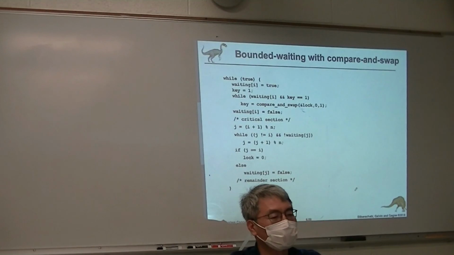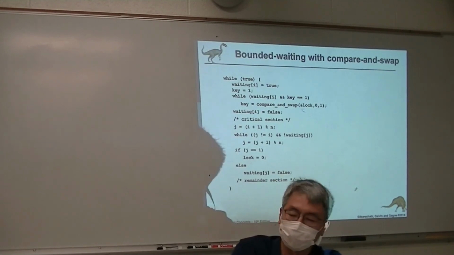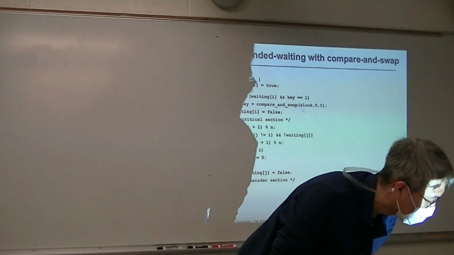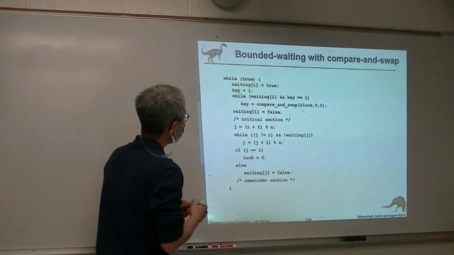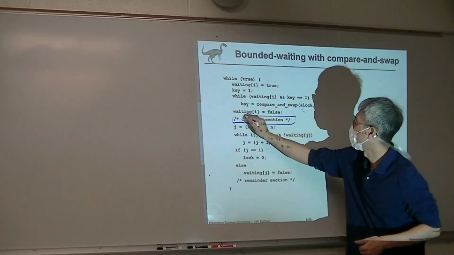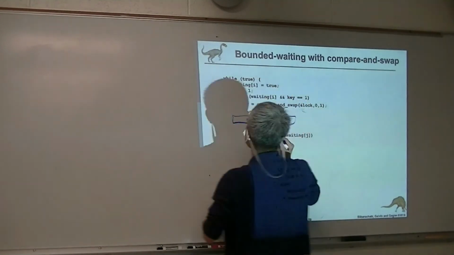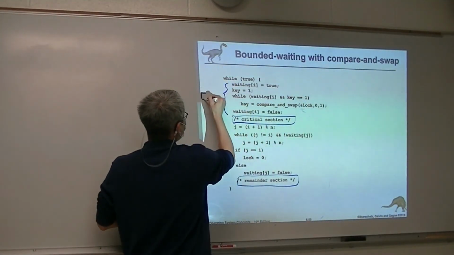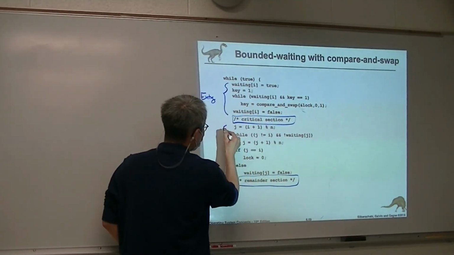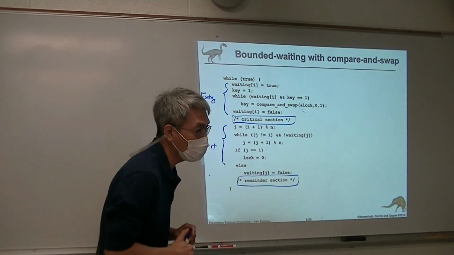So this is finally the solution using compare and swap. Let me change it to this. So let's see, this part is a critical section. And this part is the remainder section, user code. This is the entry section, which the operating system should provide. And this is the exit section. So this is the multiple process case, the general case.